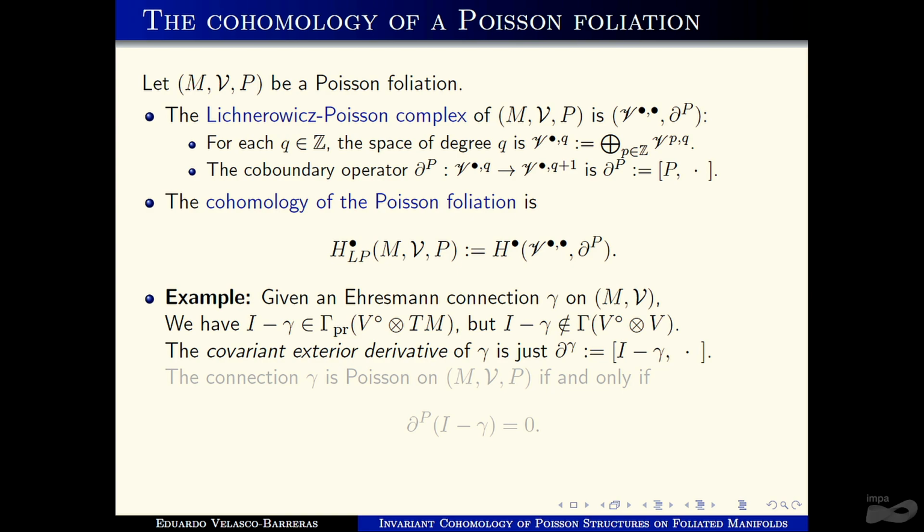And what we are going to use, which is very important, is the fact that an Ehresmann connection is Poisson on this Poisson foliation if and only if the induced element is a cocycle of this Lichnerowicz-Poisson complex. That's why the motivating problem from the beginning is in the context of cohomology, but it is not only for this reason. It is important that the characterization of the Poisson condition is simply given as a coboundary condition.